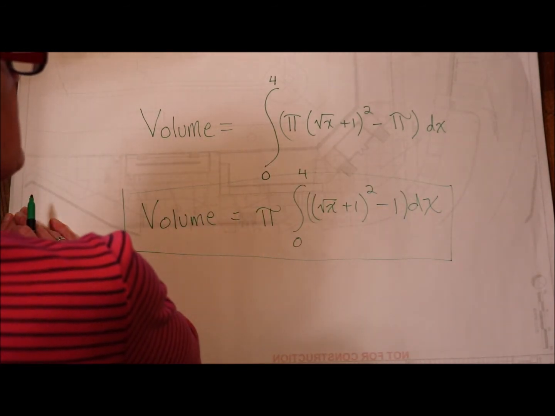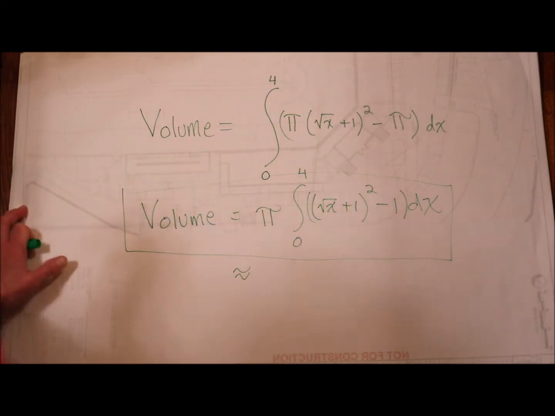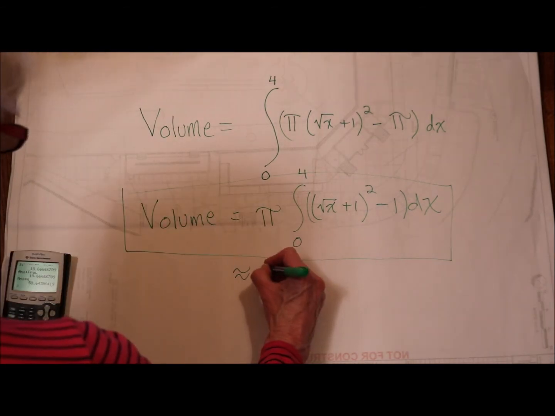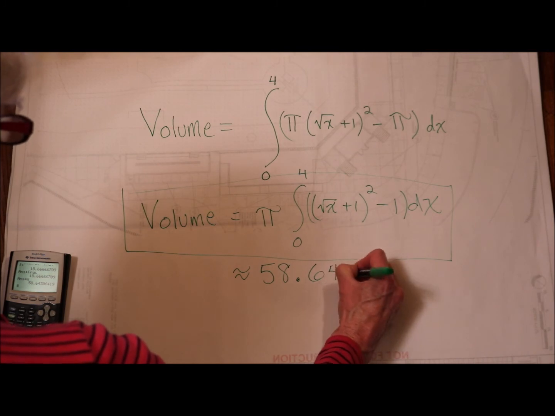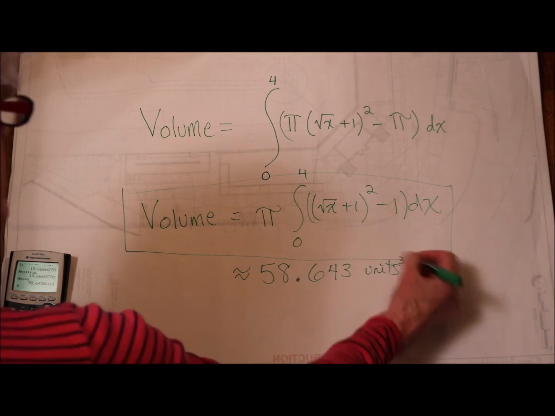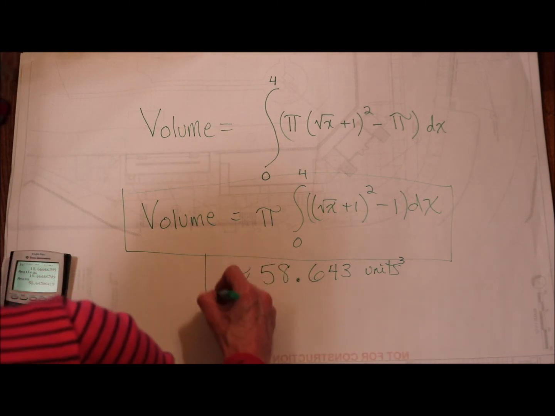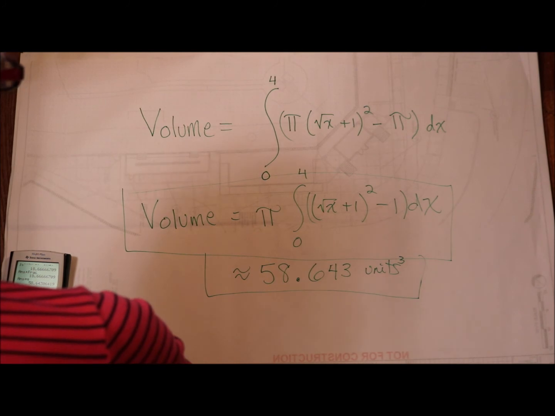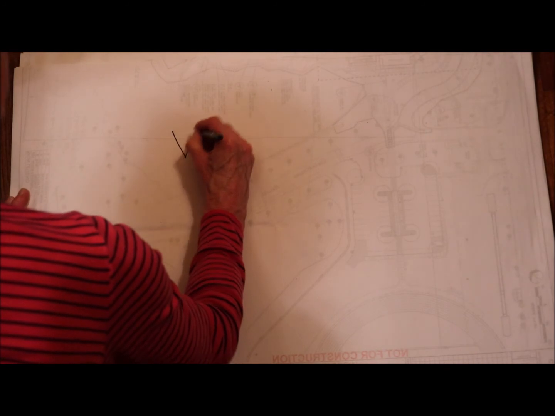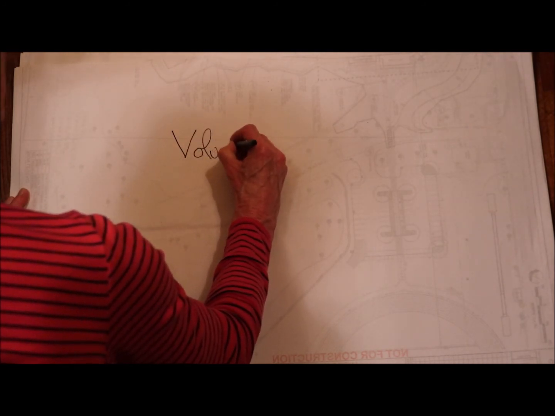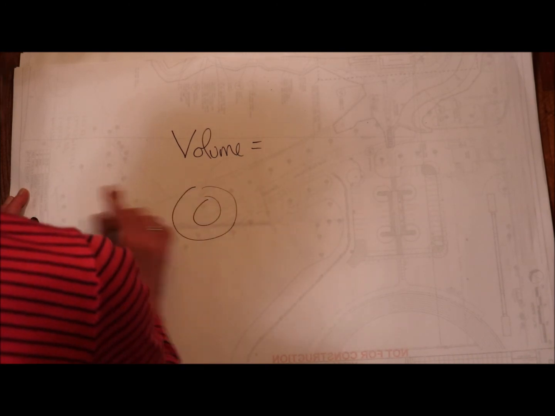Okay? And we can just put that in our calculator and we should get something close to 58.643 cubic units. Okay. There we go. That seems reasonable, I think, as an answer for the volume of that. So in a general way, when you're finding the volume of a rotational solid, where each cross piece is a washer, right?